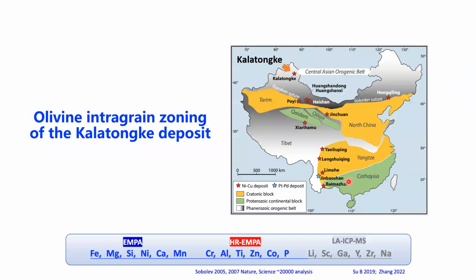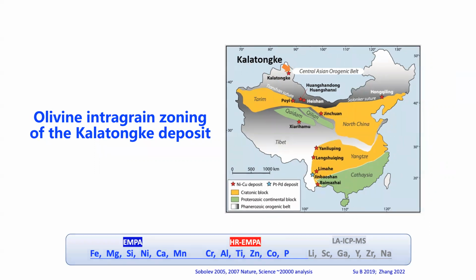I use olivine from the Kalatongke nickel deposit in northwest China to get intergrain zoning from different elements. The measurement I use is high resolution microprobe analysis, so I get high spatial resolution, and I can also get those trace elements, which are very useful for defining the primary zoning in olivine.